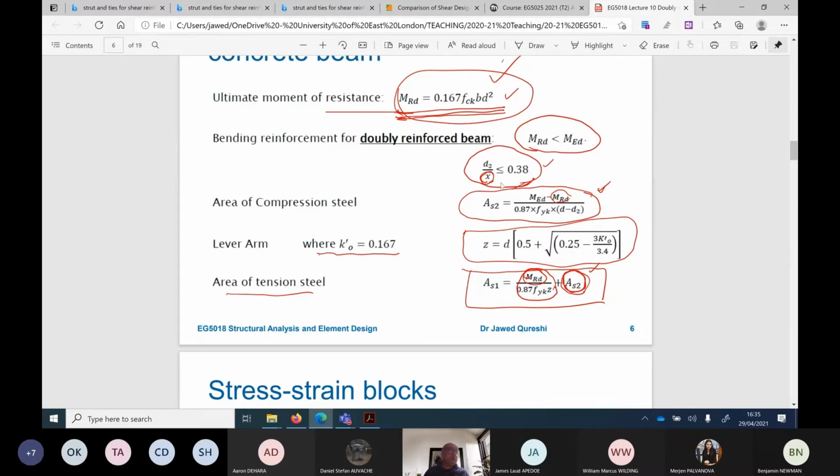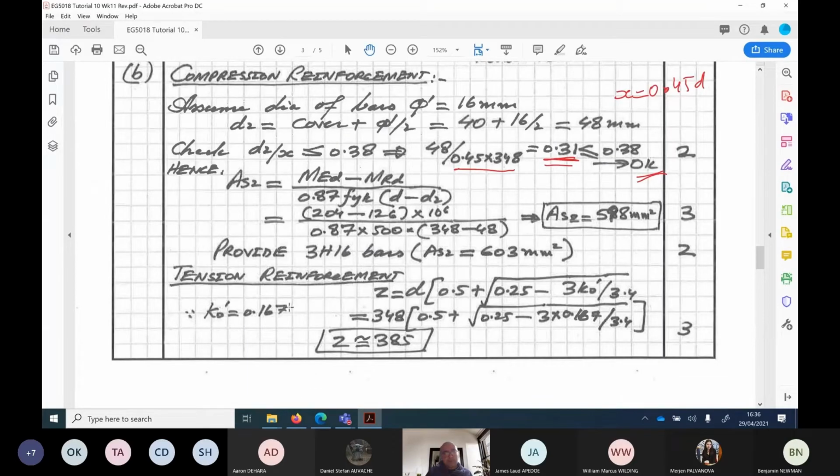Now you will say that, okay, what are the implications? Implications are that if you have an over reinforced section, then it will fail in a brittle manner and without giving warning. If you have an under reinforced section, then it will fail in a ductile manner and it will give you warning. So by controlling this D2 over X value, we are actually controlling the position of the neutral axis. If this comes out to be more than 0.38, because X is equal to 0.45 D, then we increase the depth of the beam so that we can control this value. Then we find out the tension reinforcement.